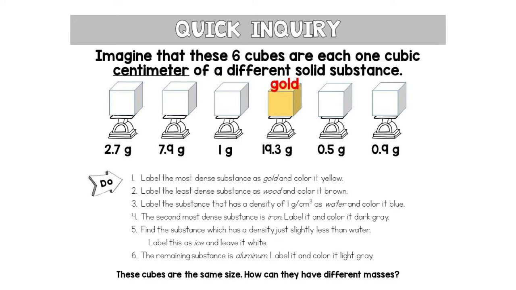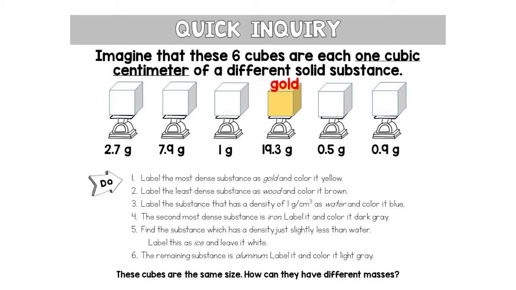Now I want you to label the least dense substance wood and color it brown. Label the substance with a density of 1 gram per cubic centimeter as water. Color it blue. The second most dense substance is iron. Label that and color it dark gray. Then find the substance which has a density just slightly less than water. Label this as ice and leave it white. The remaining substance is aluminum, which will be light gray. Pause the video and do these.